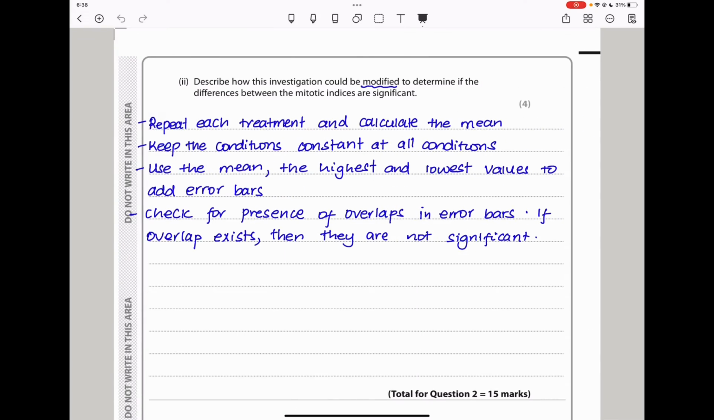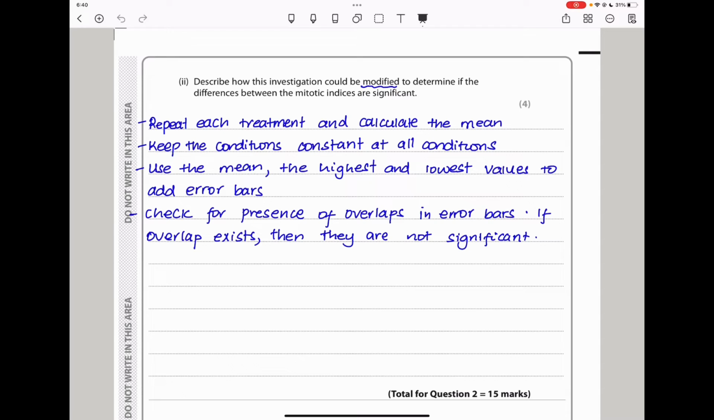Let's continue. Here they say, describe how this investigation could be modified to determine if the differences between the mitotic indices are significant. For any experiment, if you want to establish significance, you have to repeat the experiment, calculate the mean, and keep the conditions constant while you repeat those experiments. We use the calculated mean as well as the highest and the lowest values for that specific condition to add error bars to the bar graph we have drawn. Then we check for the presence of overlap between the error bars of the different values.